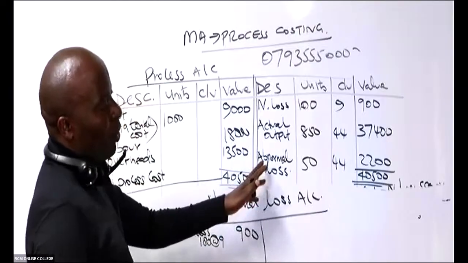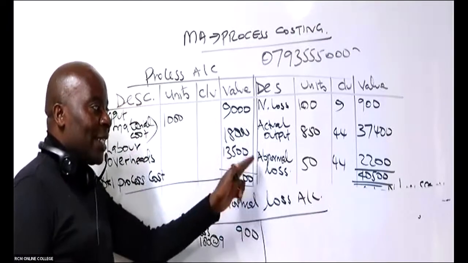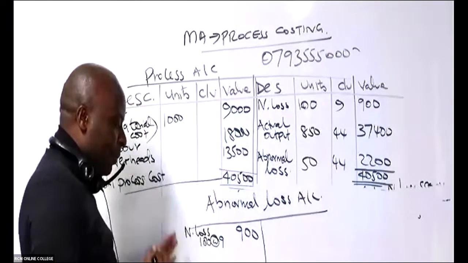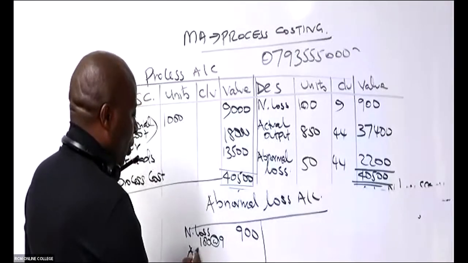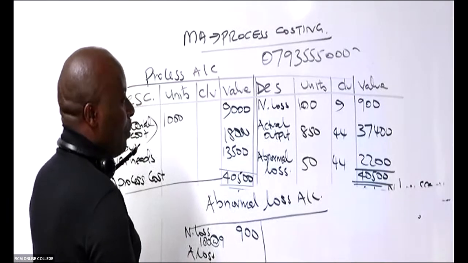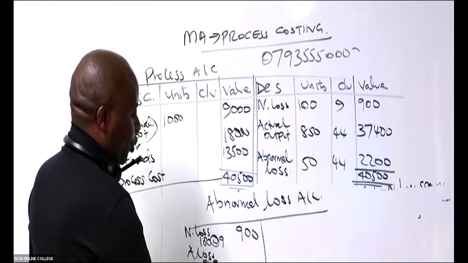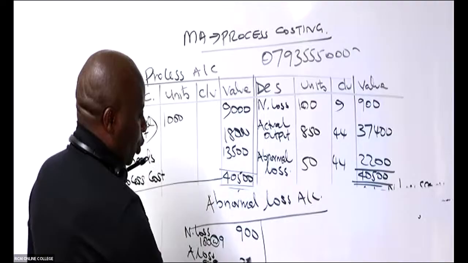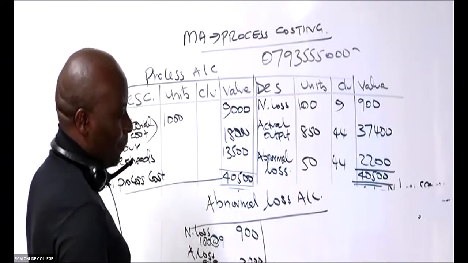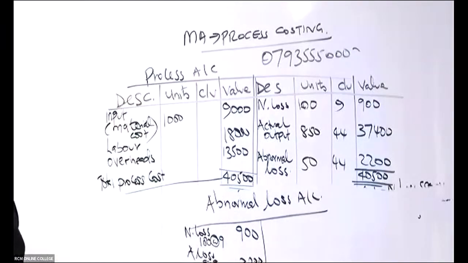And then we have abnormal loss, which was credited here, so again we debit it here. So we have abnormal loss: 50 at 44, giving me 2,200.